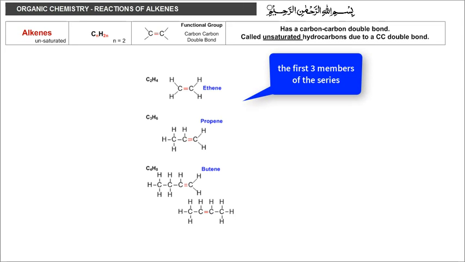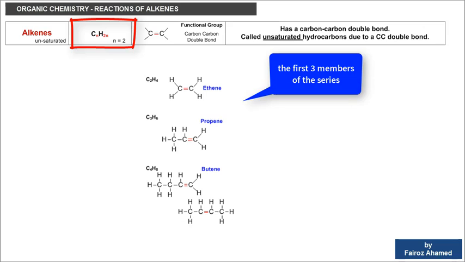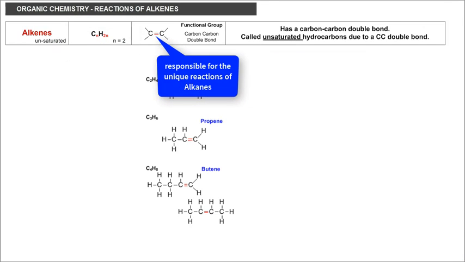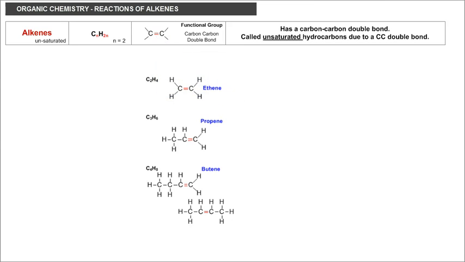Alkenes are a homologous series of hydrocarbons that has a double bond between a pair of carbon atoms and has a general formula CnH2n with n starting from 2. And they are called unsaturated hydrocarbons because they have a carbon-carbon double bond. And this functional group, the carbon-carbon double bond, is responsible for some of the unique reactions that are possible only by unsaturated hydrocarbons, and we'll see that here.